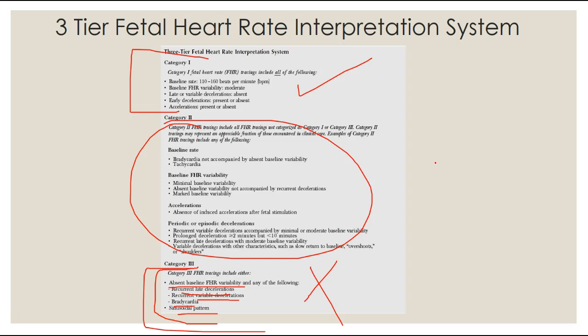And there's even been some talk about actually making the fetal heart rate interpretation system a 5-tiered system, because the category 2 tracing encompasses so many different combinations of monitoring possibilities that if you say you have a category 2, it could be okay, but it also could be bad.